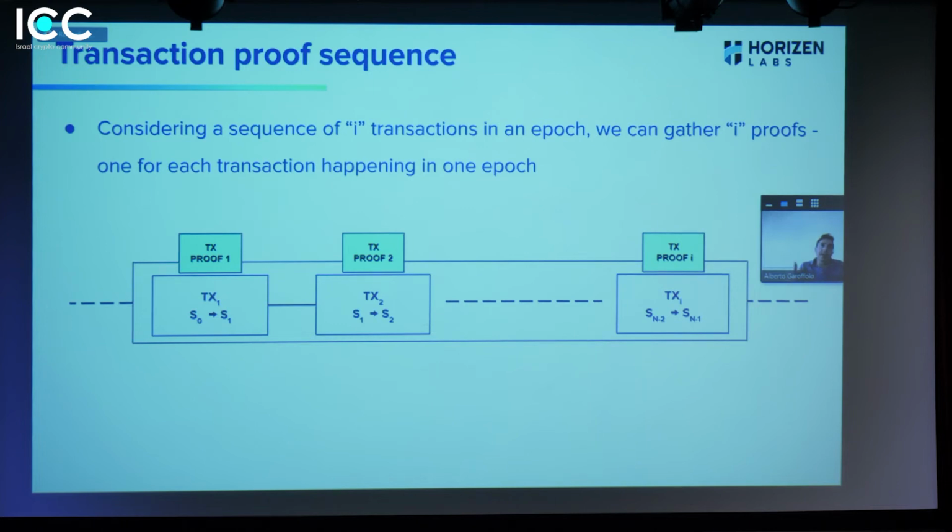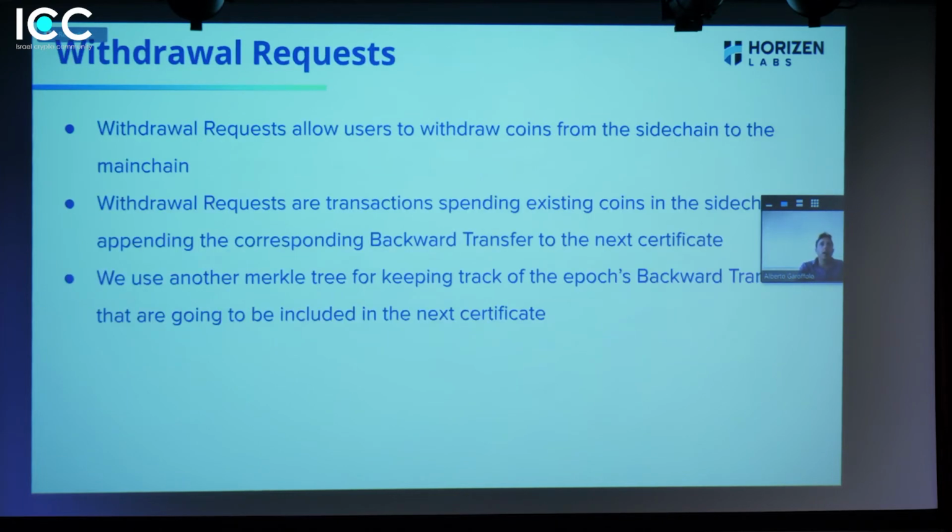Okay, now you can see more generally a sequence of proofs of transactions and then the relative proofs, where you prove all the transitions. You prove from S0 to S1 after having applied transaction 1, and then from S1 to S2, and so on for all the transactions. Okay, so we saw so far how we can prove state transitions that were caused by transactions. But you remember, we also have withdrawal requests that are part of the sidechain, which are the transactions used by the users to withdraw coins from the sidechain to the main chain.